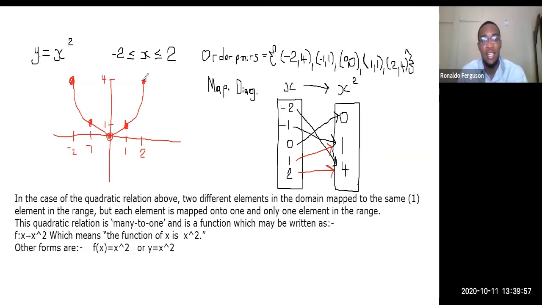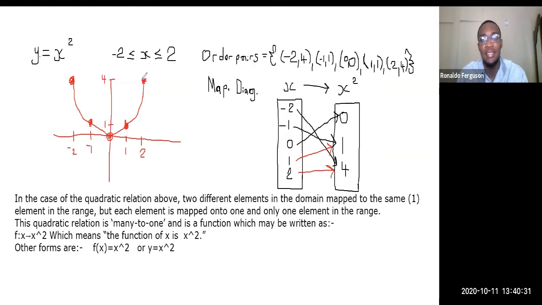So here's what it says. It says in the case of the quadratic relation above. So remember, we would have learned about quadratics earlier on, right? And in this case, in the quadratic relation, 2 different elements in the domain map to 1 element in the range, but each element is mapped onto 1 and only 1 element in the range. So this quadratic relation is many to 1 and is a function. All right, which is pretty much what I have said before that I rewrite right here.